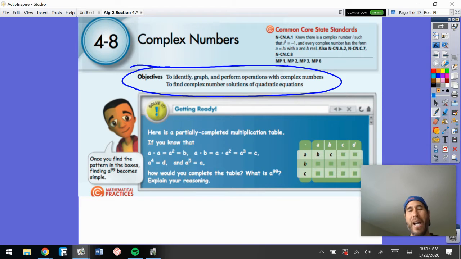To identify, we're not going to graph these, but perform operations with complex numbers. And we're also going to find complex number solutions for the quadratic formula. If you remember at the end of 4.7, I said, hey, we're going to learn to handle these situations where we have no solutions or a negative underneath that square root or a negative as that discriminant. And we're going to learn to deal with that in this lesson.